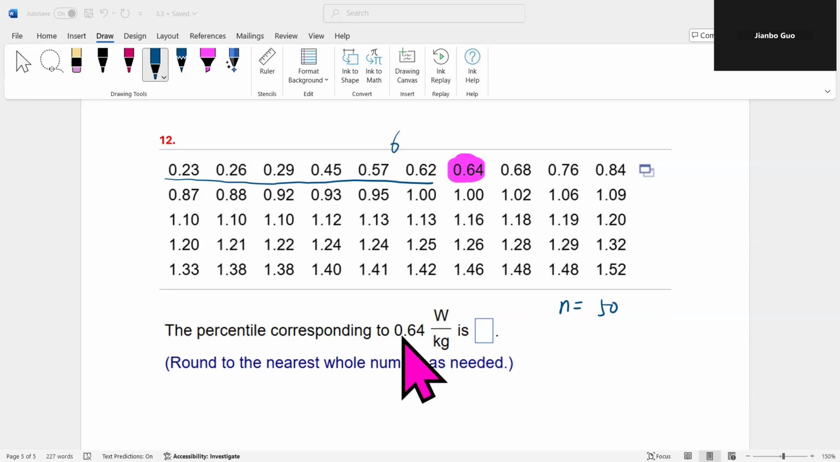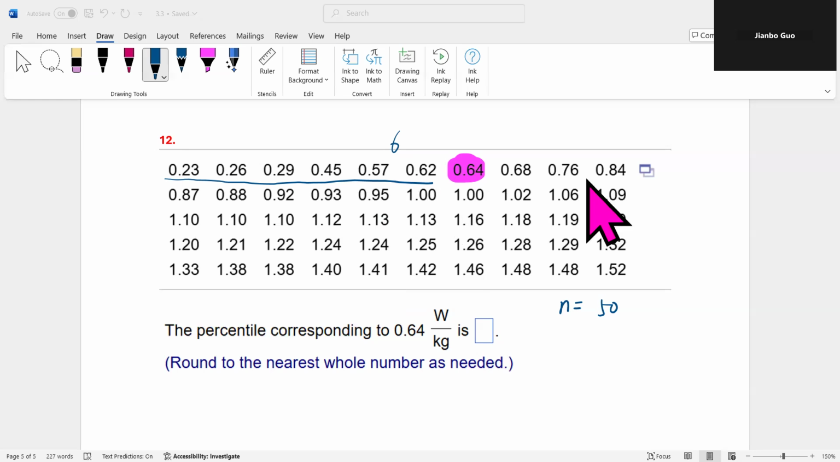And then the number we are interested in is 0.64. We are looking for the percentile for that specific value, 0.64. I had it in pink here, all right? So how do we find the percentile? We count how many values are smaller than 0.64. In this data set, we can see 1, 2, 3, 4, 5, 6. We have 6 values that are smaller than 0.64.